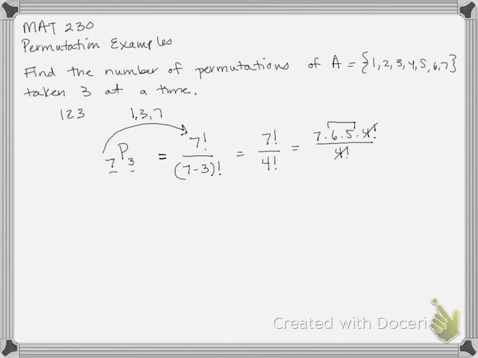6 times 5 is 30. 30 times 7 is 210. Thus, there are 210 different permutations of the numbers 1 through 7.